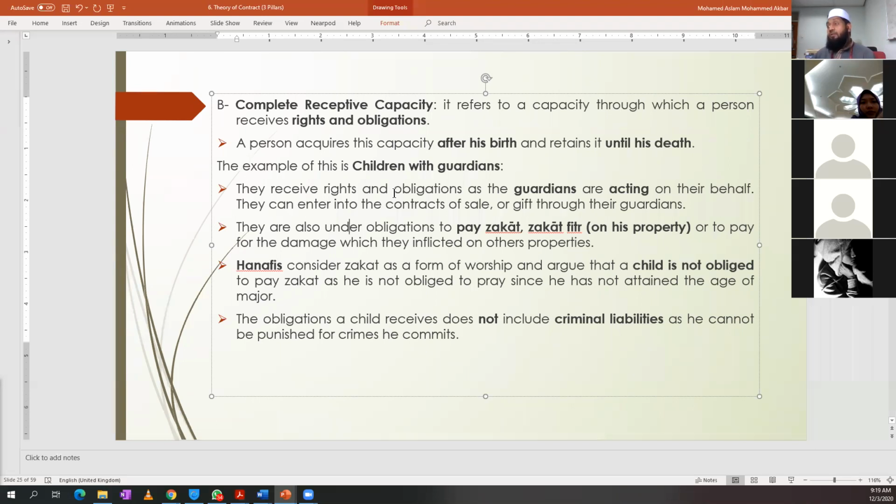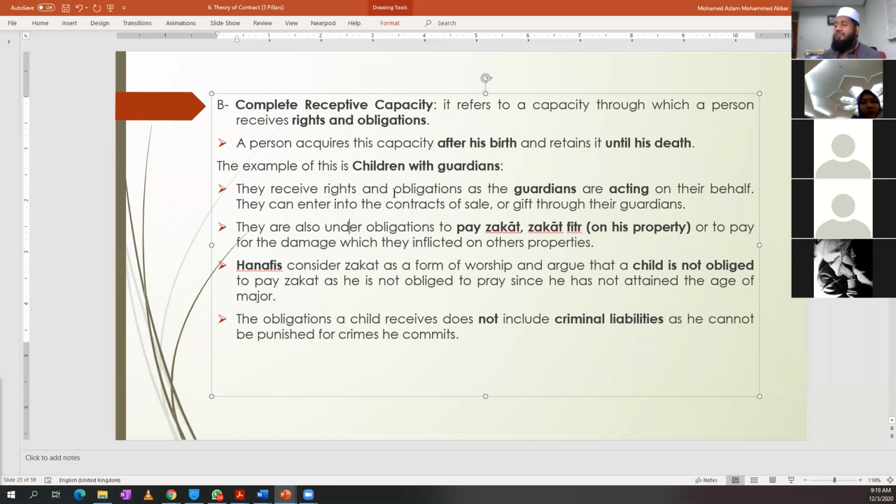But they also have to pay zakat. This is a kind of obligation now. A child has to pay zakat or zakat al-fitr on his property. Let's say the father passed away, and the child has a property, a shop or a factory that is running. Then every year the zakat must be paid from the factory, from the shop, from the house. He cannot pay himself, but he will ask the guardian to pay on his behalf. All right. But there are a couple of different views.